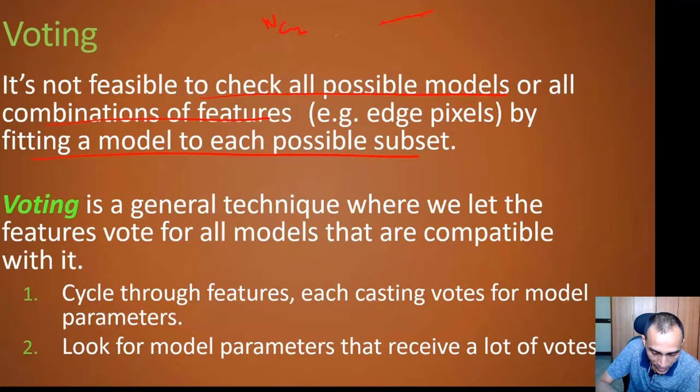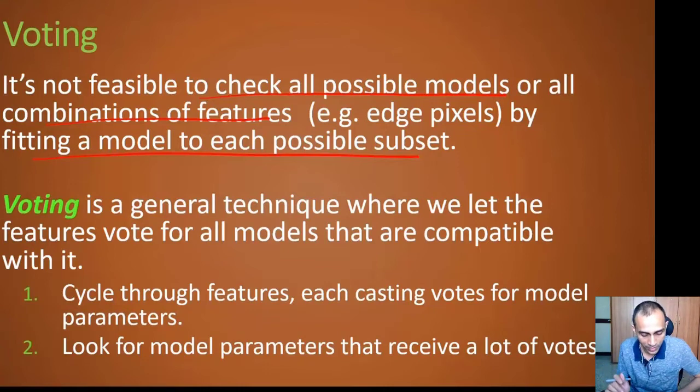So nC2 will be of the order of n squared, and then comparing with each point again will give an order of n cubed combinations. That will be a little bit computationally exhaustive, so it is not a feasible method. We are trying to find better methods which are faster and more robust. Voting is also a way to do it more quickly.